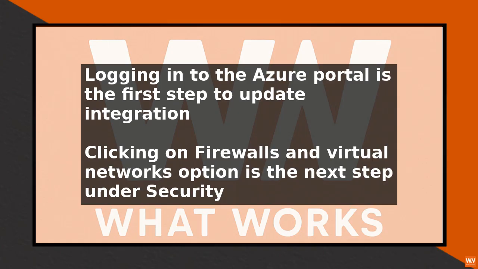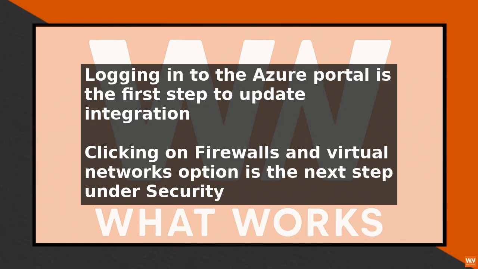To update Azure SQL Virtual Network integration, start by logging in to the Azure portal and navigating to your Azure SQL database. Next, click on the Firewalls and Virtual Networks option under the Security heading. Then, select the Yes option to allow access to Azure services and click on the Add Existing Virtual Network option.